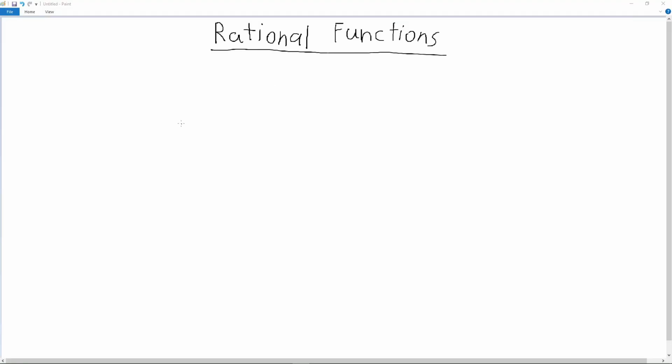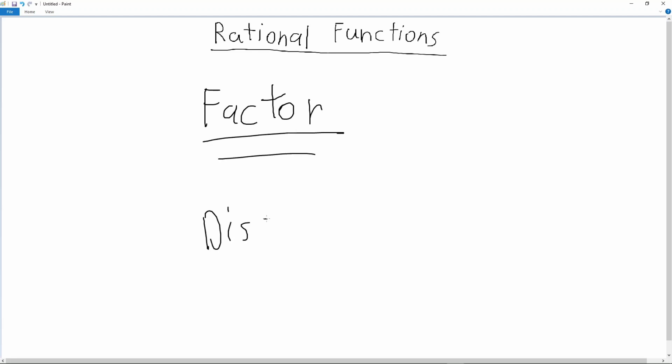Rational functions are the ratios of two polynomials, so f of x is equal to a of x over b of x. When wanting to graph a rational function, you should always factor first. Factor the numerator and the denominator. Doing so, you can find things called discontinuities.